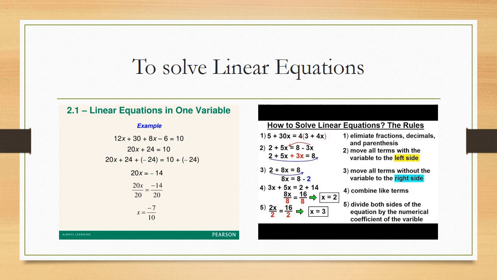So the rules for solving a linear equation are: eliminate fractions, decimals and parentheses, move all the terms with the variable to the left side, move all the terms without the variable to the right hand side, combine the like terms, divide both sides of the equation by the numerical coefficient of the variable, and get the solution.